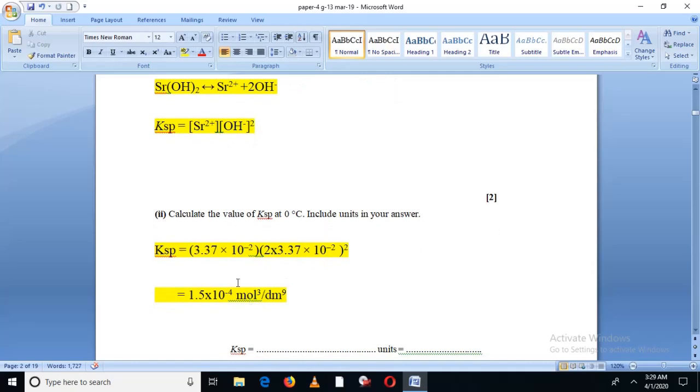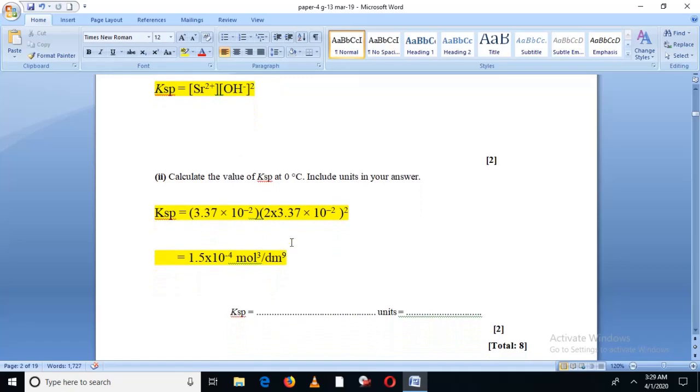The unit, as you can calculate from the expression of Ksp, strontium ion concentration is power 1, while the hydroxide ion concentration is power 2. The unit would be coming out to be mole cube per dm9. These two answers, one for the calculative answer and one for the unit, would be earning you the 2 marks. This was the first question.